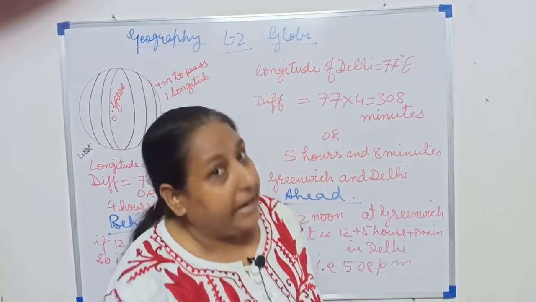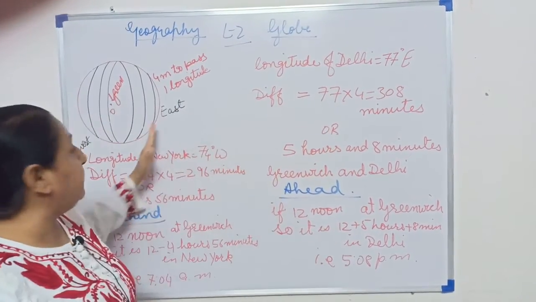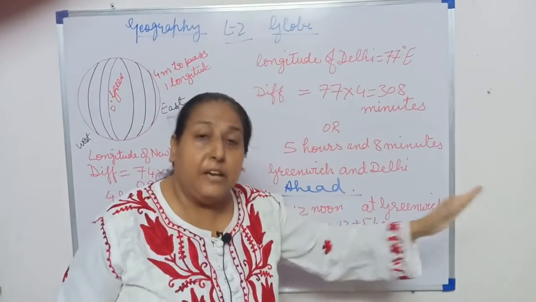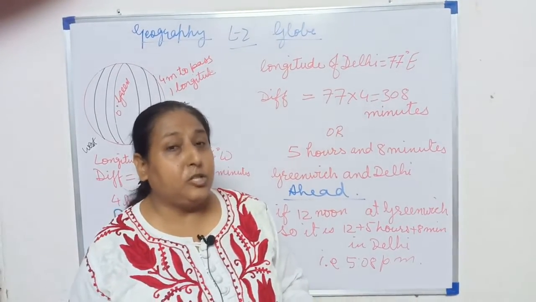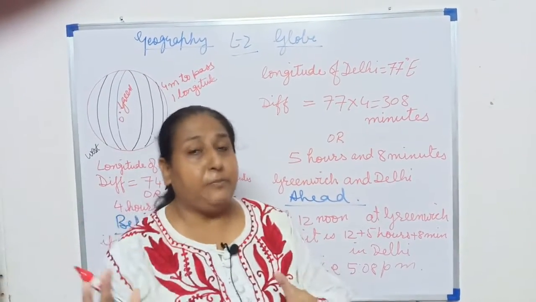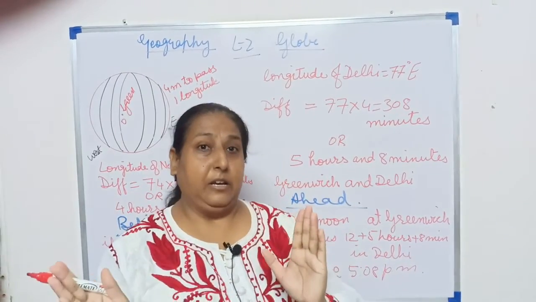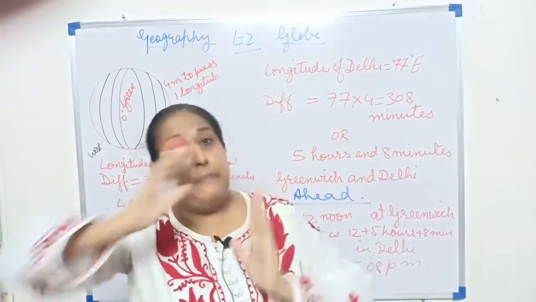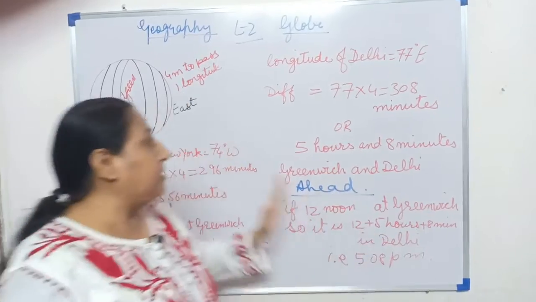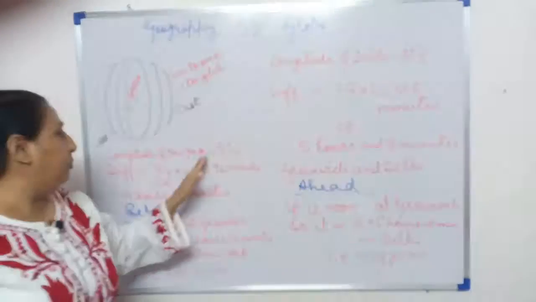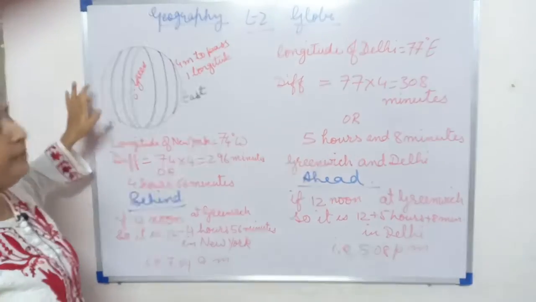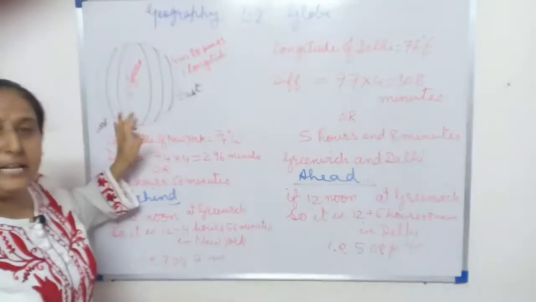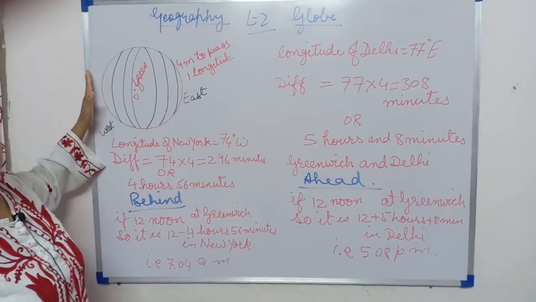Remember, ahead I am talking about. That is, when we are moving toward the east, we are moving ahead of Greenwich. Now let us talk about the west. West means we are going back. We are going 4 minutes back, not ahead. Now suppose the longitude of New York is 74 degree west. West means it is from Greenwich. Greenwich is the center line. From here we are going toward the west.